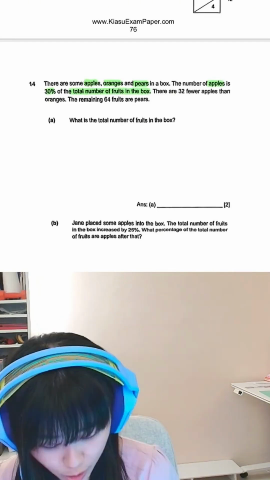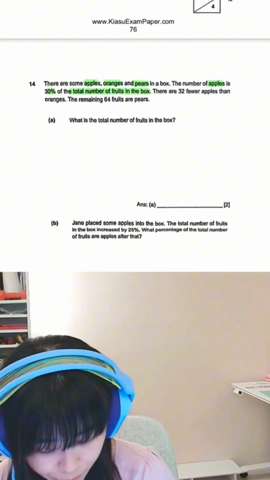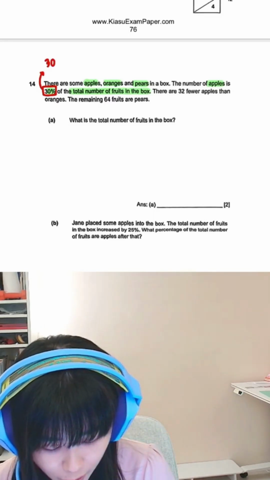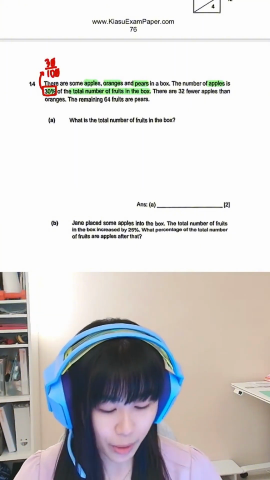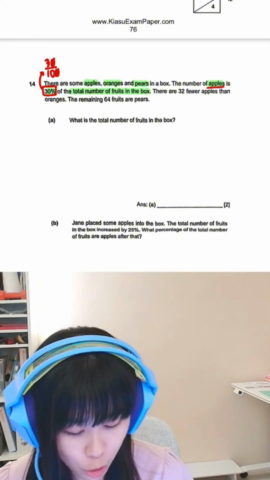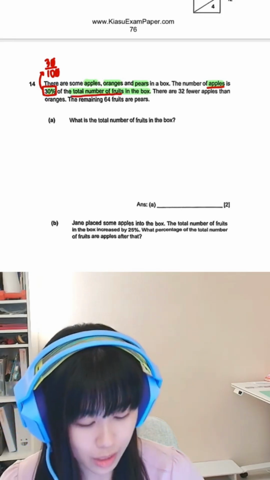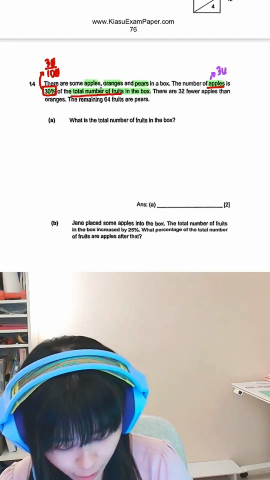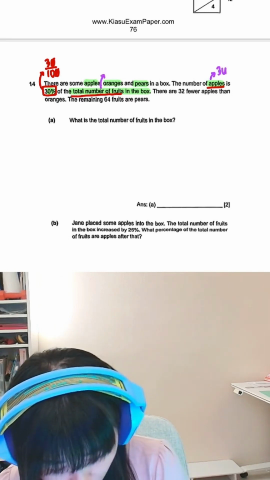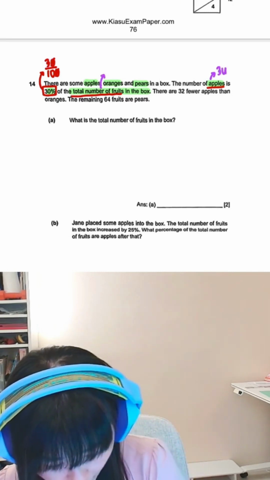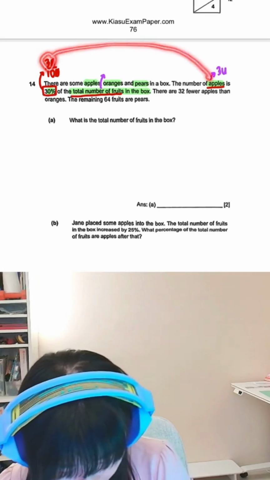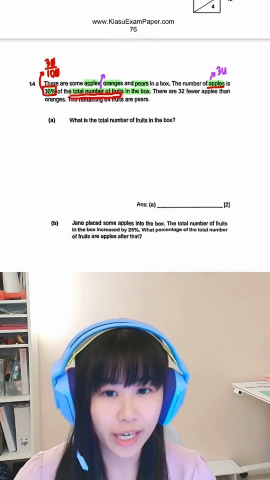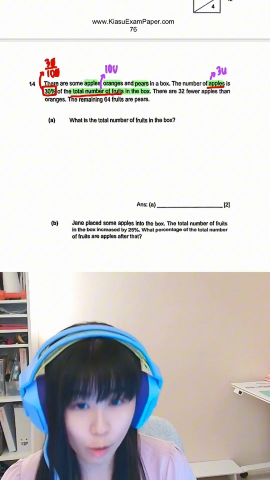So what I like to do is always to change the percentage to fraction. So 30%, right? If you simplify it, it becomes 3/10. It means the number of apples is 3/10 of the total number of fruits in the box. So apple is 3 units, and total is how many units? Apple is 3 units because the numerator is 3, right? So that's why 3 units is to the apple, 10 units is to the total. Can you all see? So this is how you should understand the question.